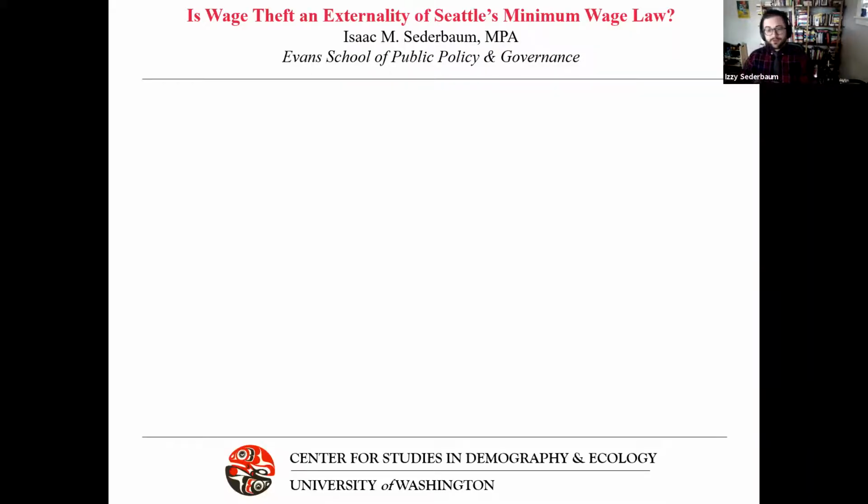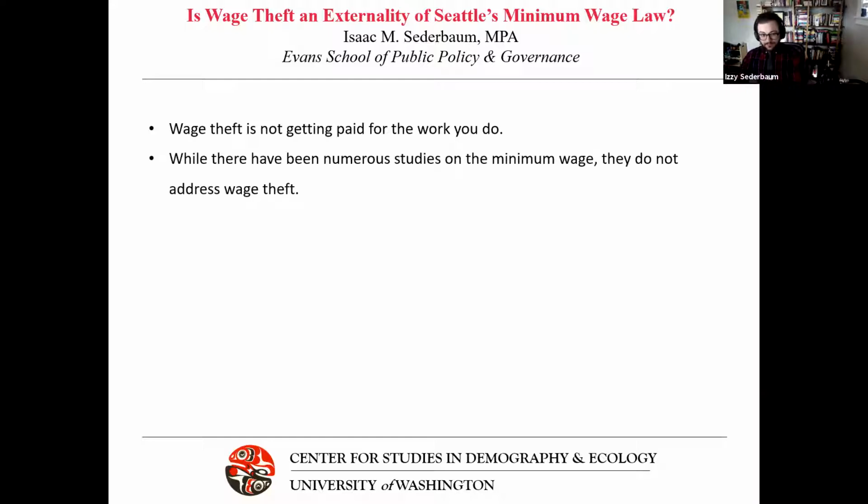Okay, so very quickly, wage theft is not getting paid for the work that you do. So generally speaking, we're talking about not getting paid the minimum wage, not getting paid overtime when you're eligible, or not getting paid for the hours that you've worked. While there have been numerous studies on minimum wage, none that I know of actually address wage theft, which makes sense because the research questions are about the minimum wage.